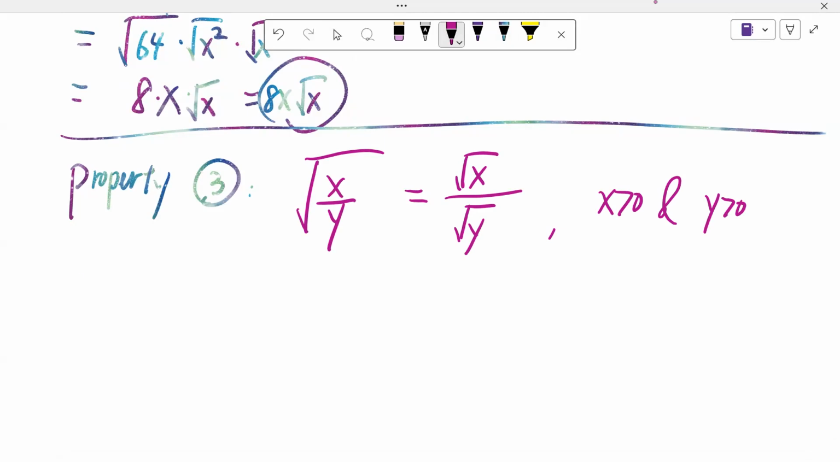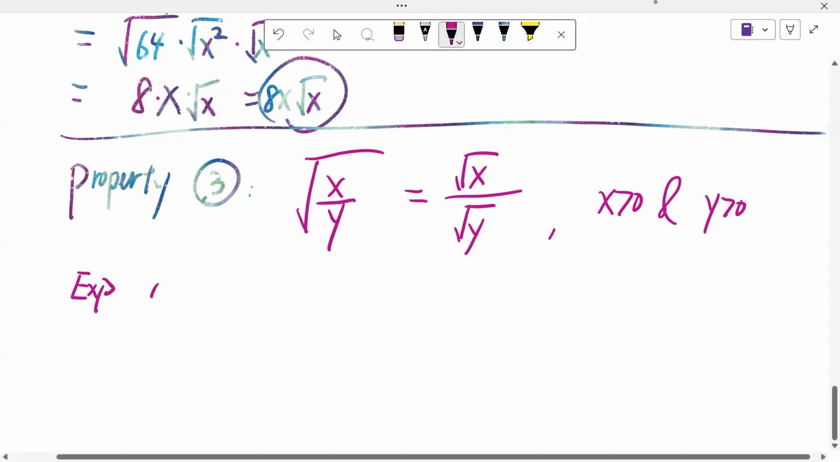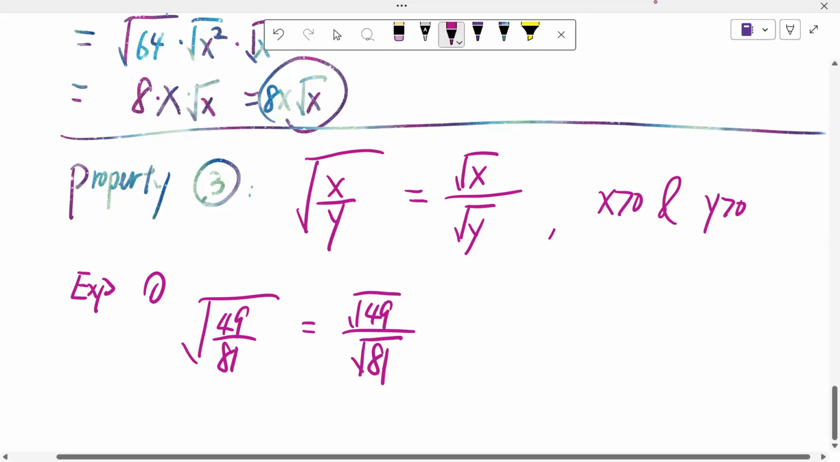Example 1. Let's say we get the square root of 49 over 81. According to the property, it becomes the square root of 49 over the square root of 81. The square root of 49 is 7, the square root of 81 is 9, right? So 7 over 9.